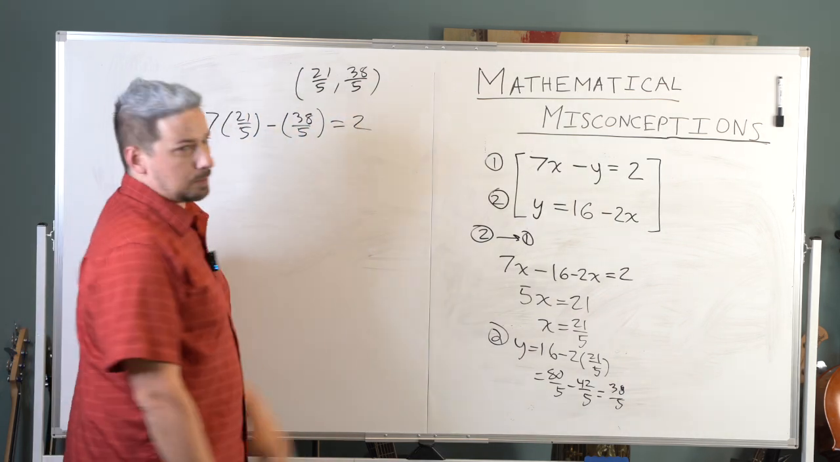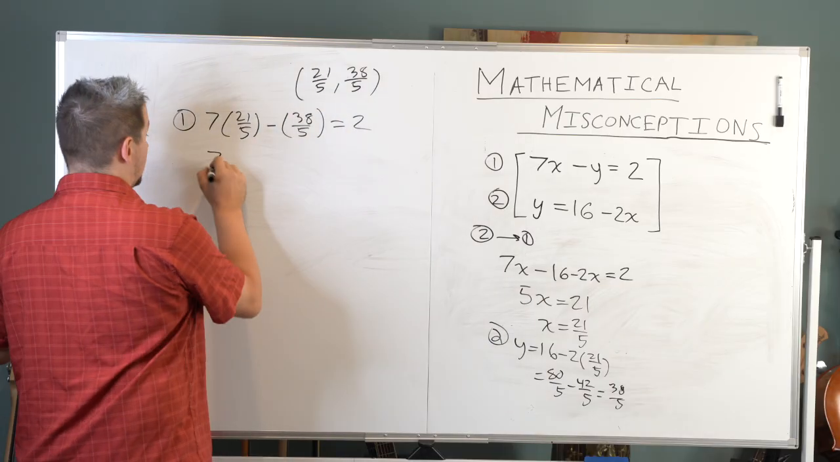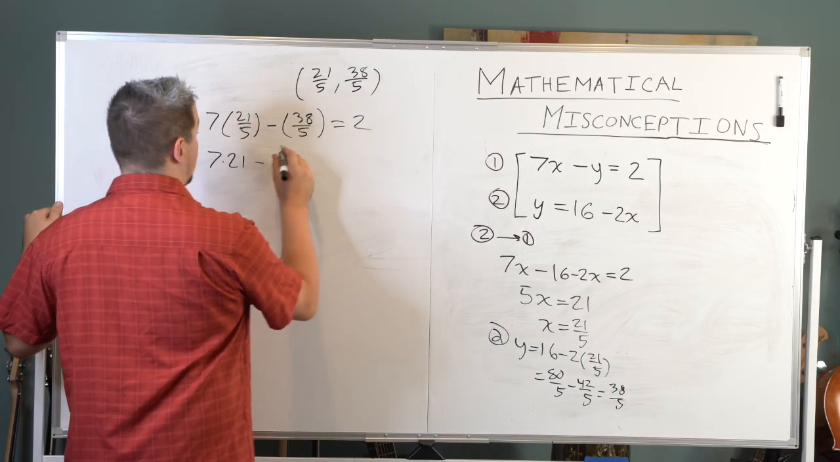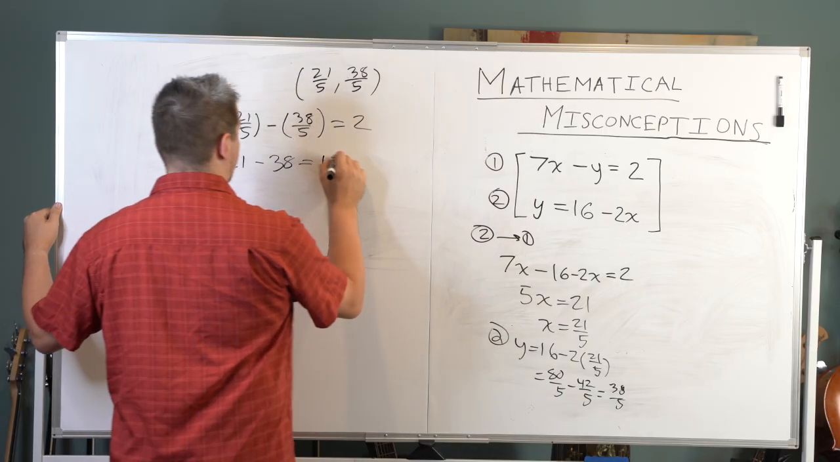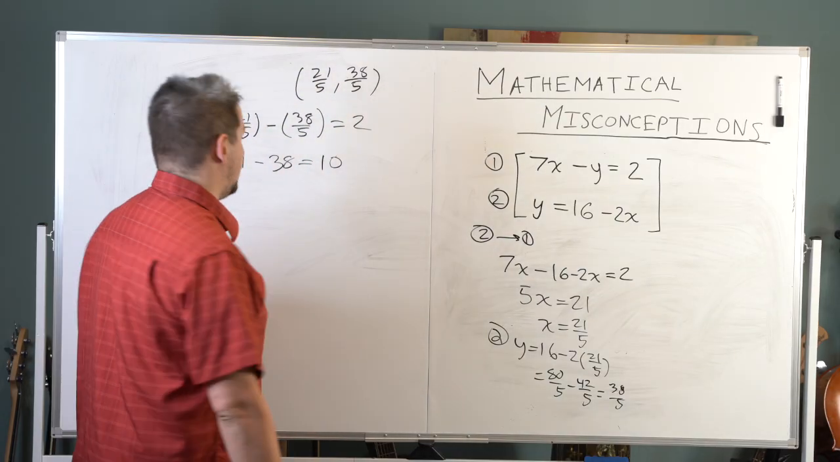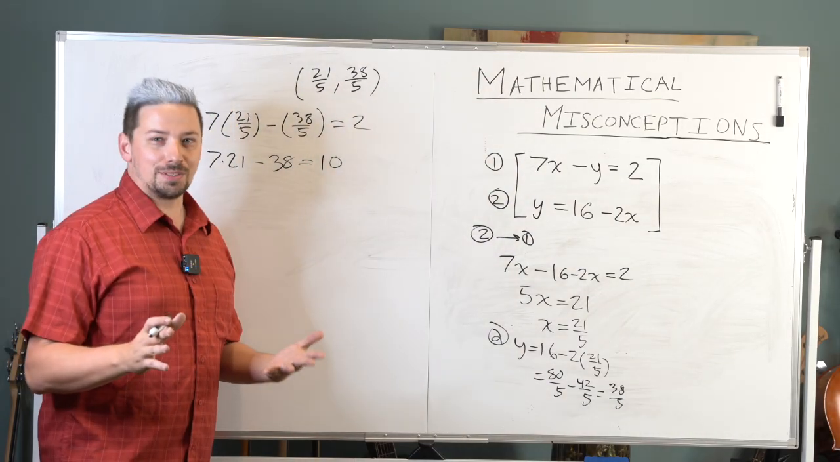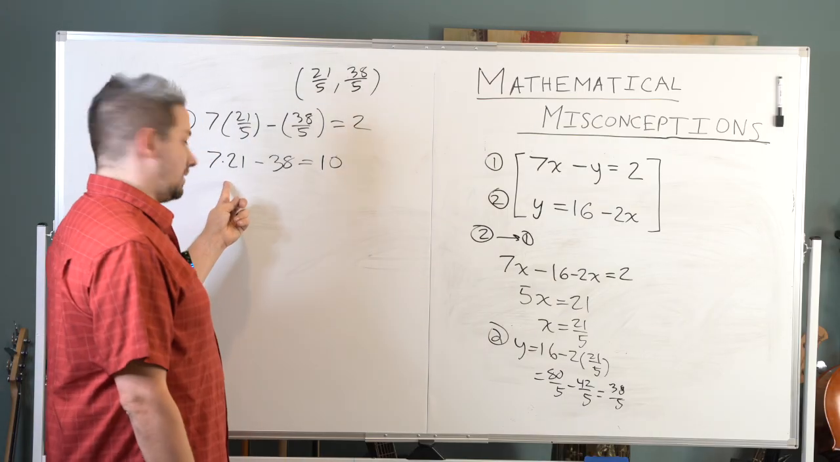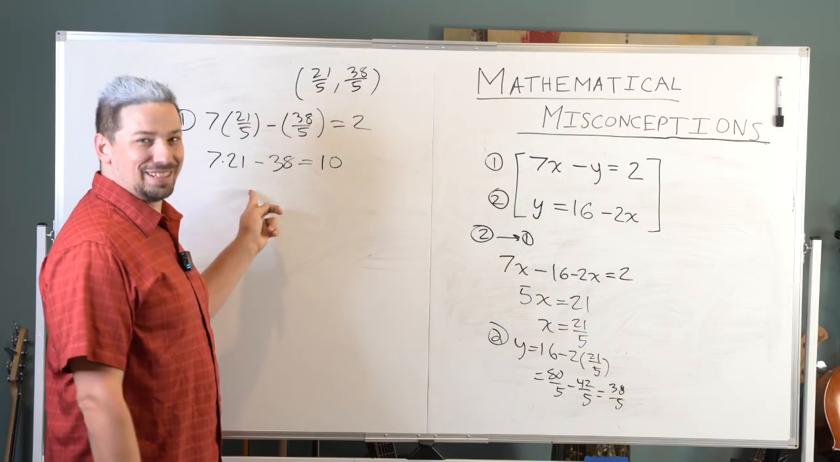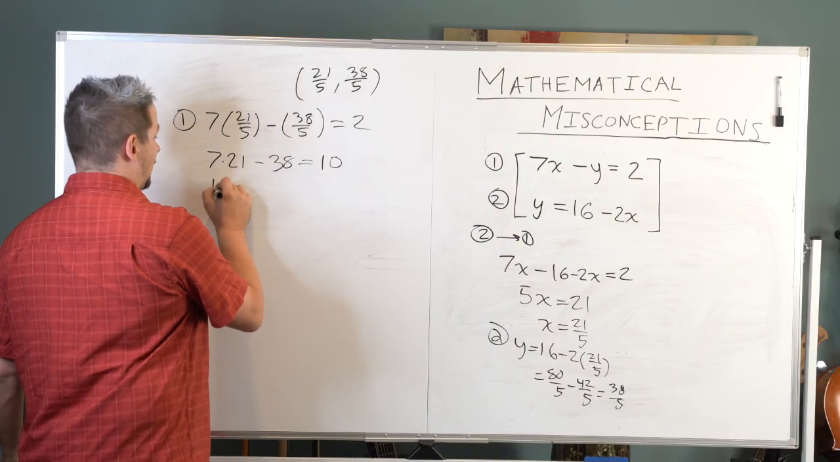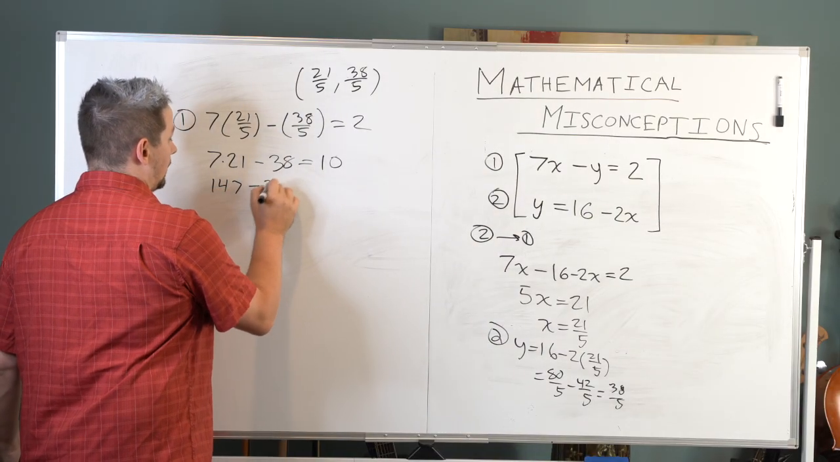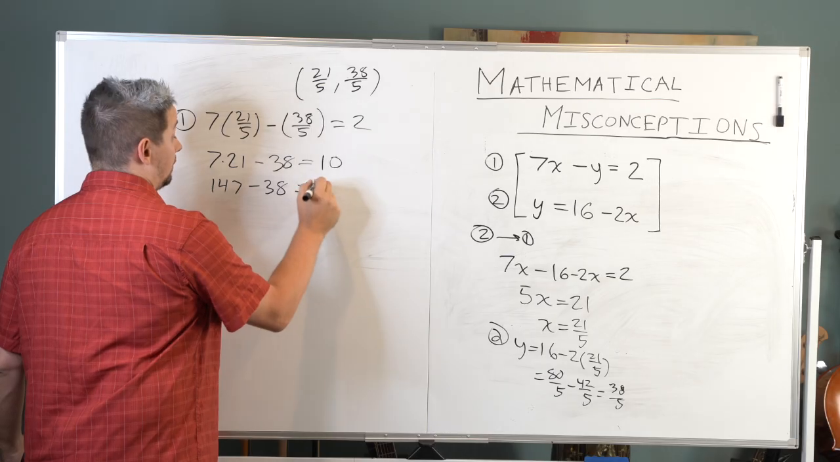First thing I would do is multiply everything by 5. So 7 times 21 minus 38 is equal to 10. Well, I can already tell you, I'm not going to really go any further than this. This is certainly not going to end up being 10 at all, right? I mean, you can multiply it out if you want, sure. So you have 147 minus 38, and that's not 10.